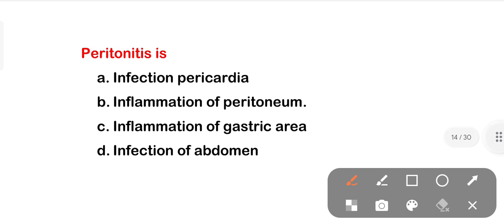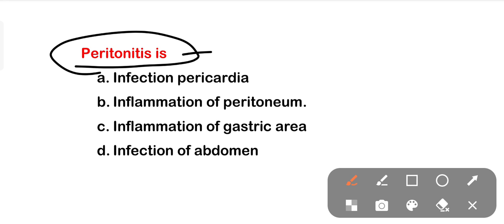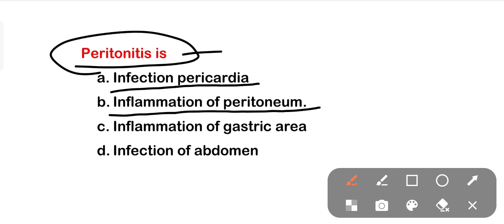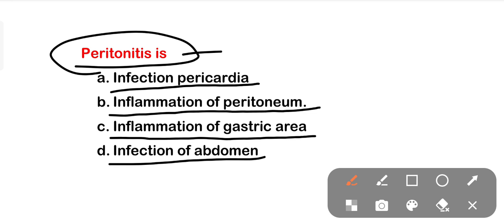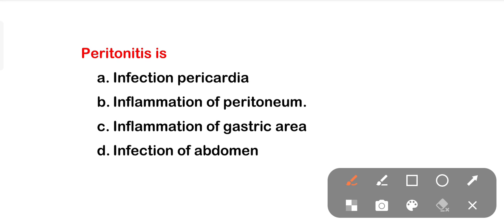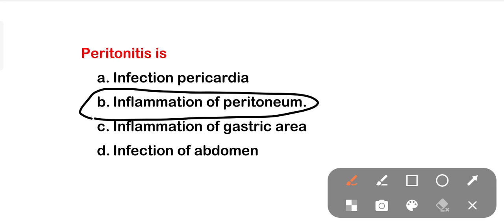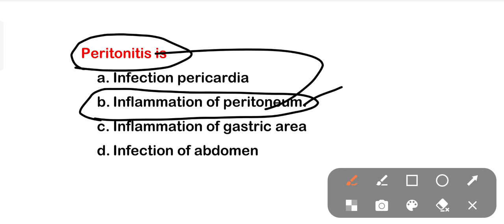The next one is peritonitis. So what is the meaning of peritonitis? Option A, infection of pericardial layer. Option B, inflammation of the peritoneum. Option C, inflammation of the gastric area. Option D, infection to the abdomen. The right answer is inflammation of the peritoneum. The peritoneum is a fat layer which covers our abdomen. When it is affected by any microorganism or bacteria, it is called peritonitis. So inflammation of the peritoneum is called peritonitis.